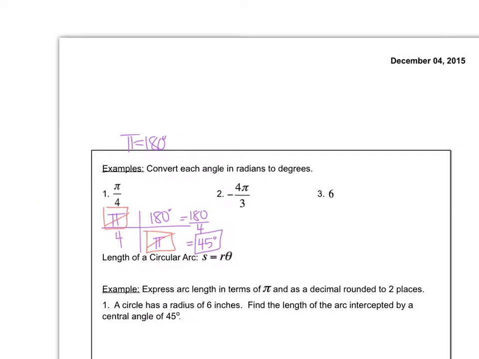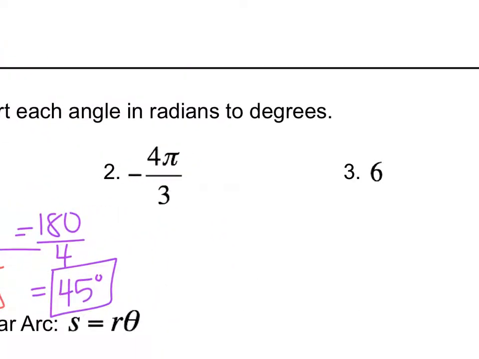Let's look at another one. The next one's negative. So again, set it up as a fraction, put the top part in the top box, the bottom part in the bottom box. So it's negative 4 pi over 3.